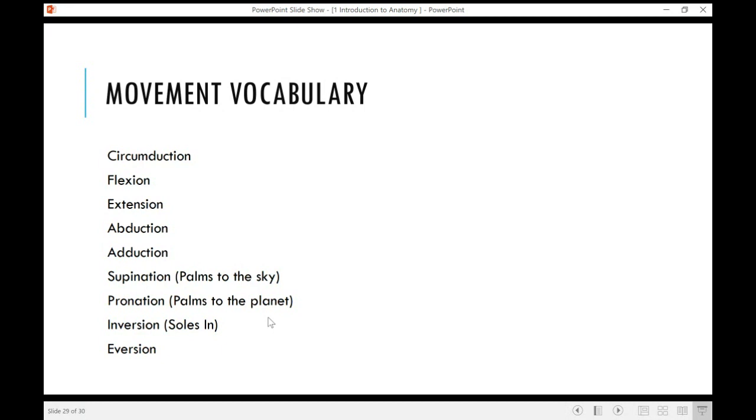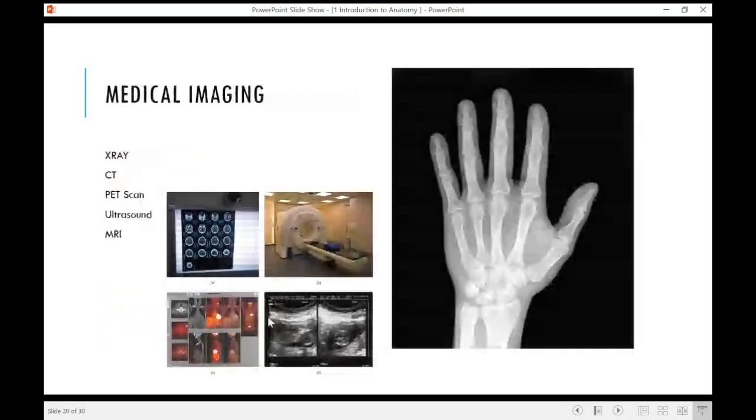Supination is when we put our palms to the sky. Pronation is putting our palms to the planet. Inversion is turning your soles in, and eversion is turning your feet out.